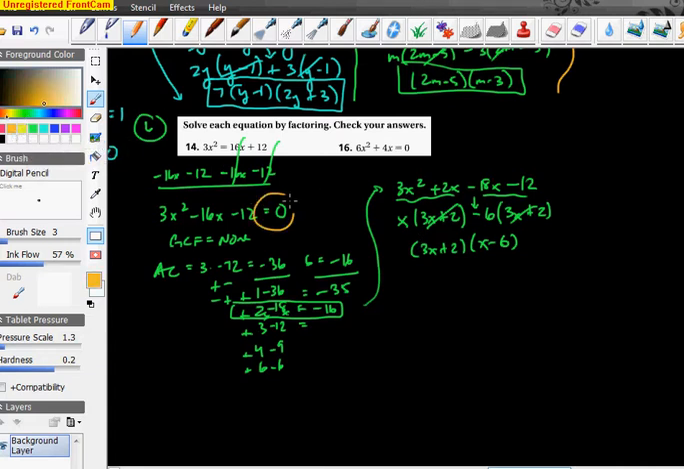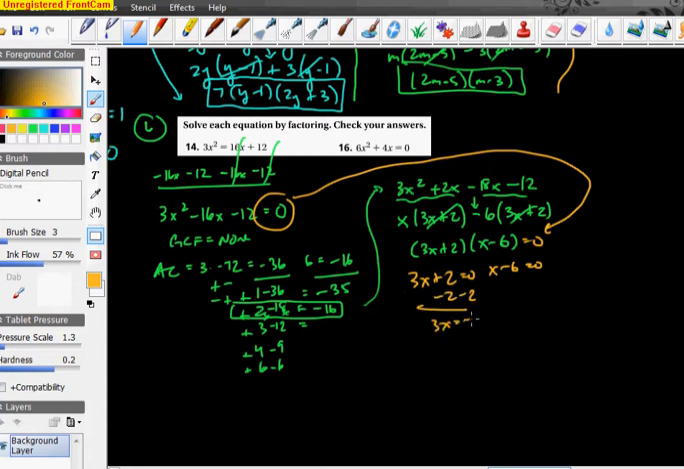And now don't forget, this says equals 0. So set each one equal to 0 and solve. The first one we're going to subtract 2. So 3x equals negative 2 and divide by 3. And you get x is negative 2/3. If you want to do the decimal, that's fine. For the second one, we add 6. X equals 6.